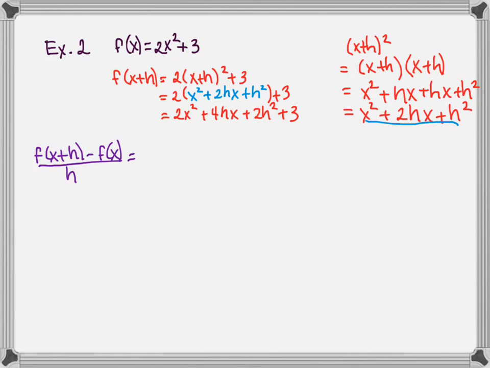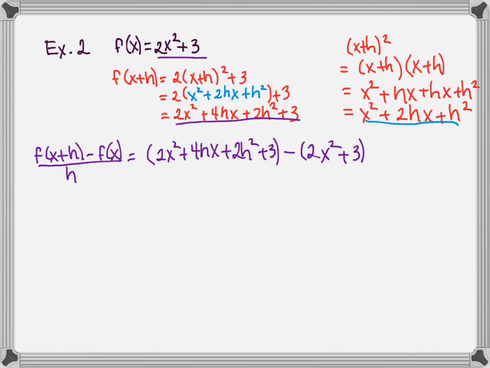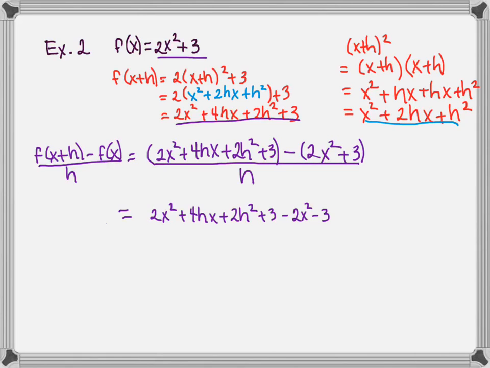Going back to my difference quotient, so let's start by writing our f of x plus h. That's 2x squared plus 4hx plus 2h squared plus 3. And subtract off our f of x, which is 2x squared plus 3. That's all over h. So let's distribute our negative to the second parentheses. So my first parentheses, I'm just dropping the parentheses, 2x squared plus 4hx plus 2h squared plus 3 minus 2x squared minus 3, because I'm distributing the negative to both terms in the parentheses, and that is all over h.